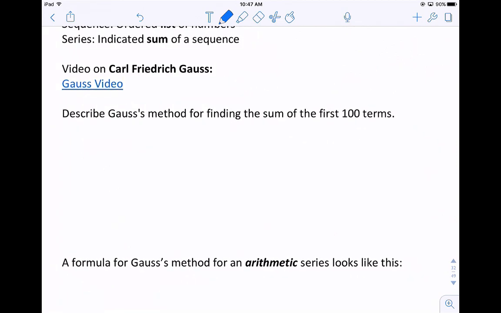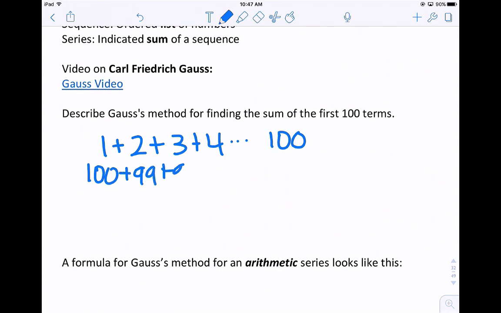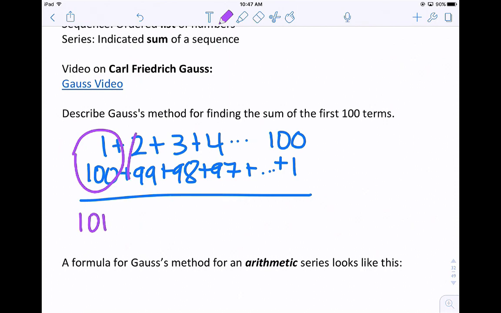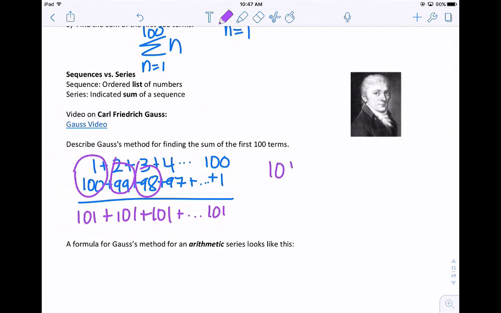Okay, so here is Gauss's method for finding the sum of the first 100 terms. So again, he thought about adding up all the numbers all the way to 100, but then reversing it. And he found that each of these sums right here was 101. So what he did is he thought about multiplying 101 100 times, but then dividing by 2 because he looked at 2 of the sequences instead of 1. And then he got the answer, which I believe is 5,050.